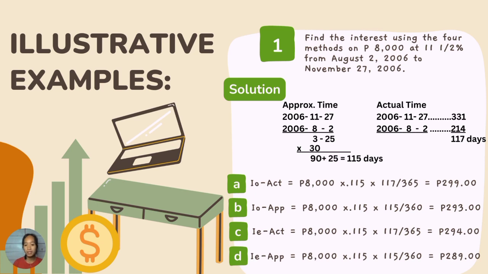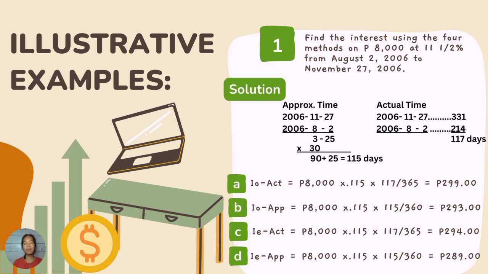Next we have exact interest using actual time. Our principal is 8,000 multiplied with the rate, which is 0.115, times 117 days because it is actual time, and we are going to divide it by 365. So our answer is 294 pesos.